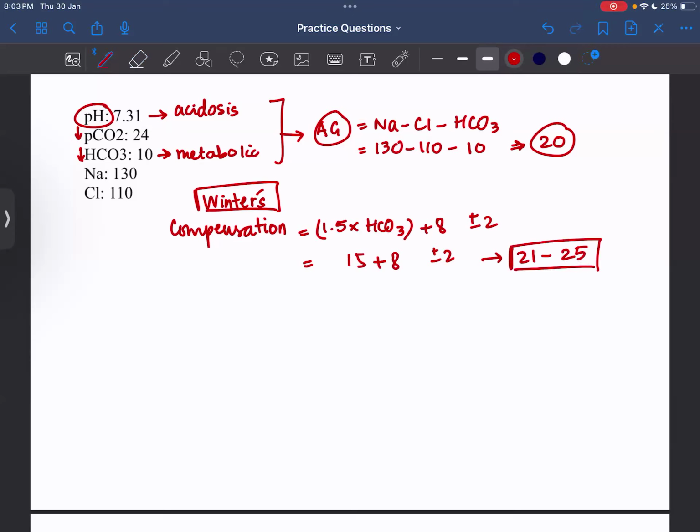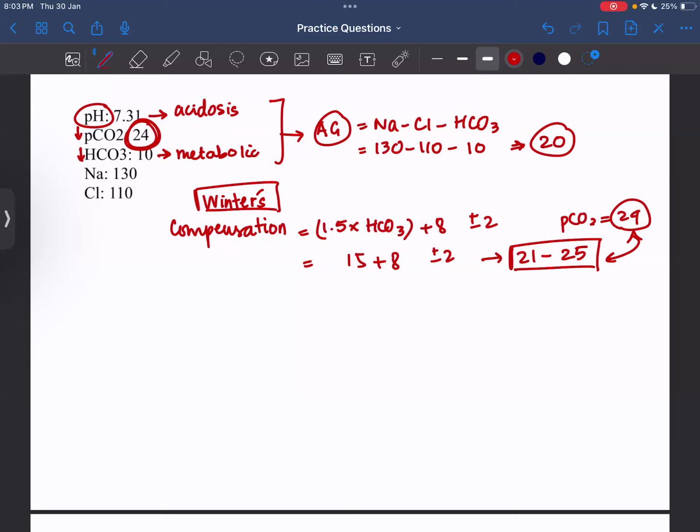Okay. Is our bicarb anywhere in this range? Yes, it actually, or PCO2, sorry. Is it anywhere in this range? Absolutely it is. It is 24, which is very close to this. So we can consider this to be compensation. There is no other concomitant disorder, at least respiratory, because our PCO2 is within the range that we calculated by the formula of compensation, which is Winter's formula.